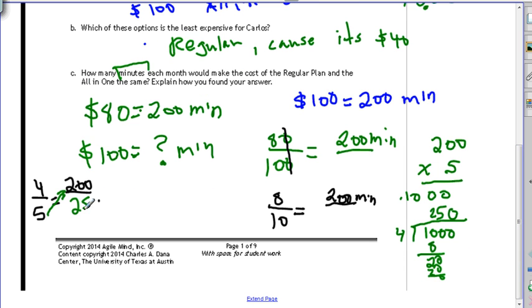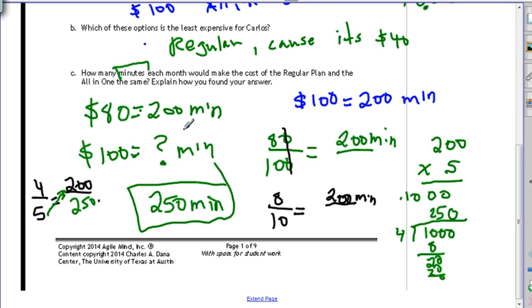So the answer is this. For the regular plan to pay $100, like the all-in-one plan, I want them to have both $100. It would be 250 minutes. I need 250 minutes as the answer. So that's the answer. It's about 250. All right, so turn the page, and I'll see you on the next part.